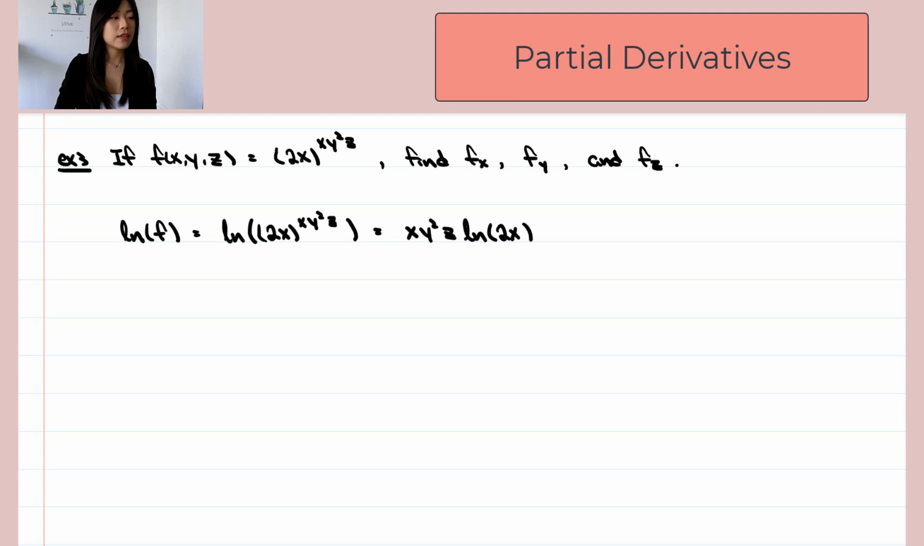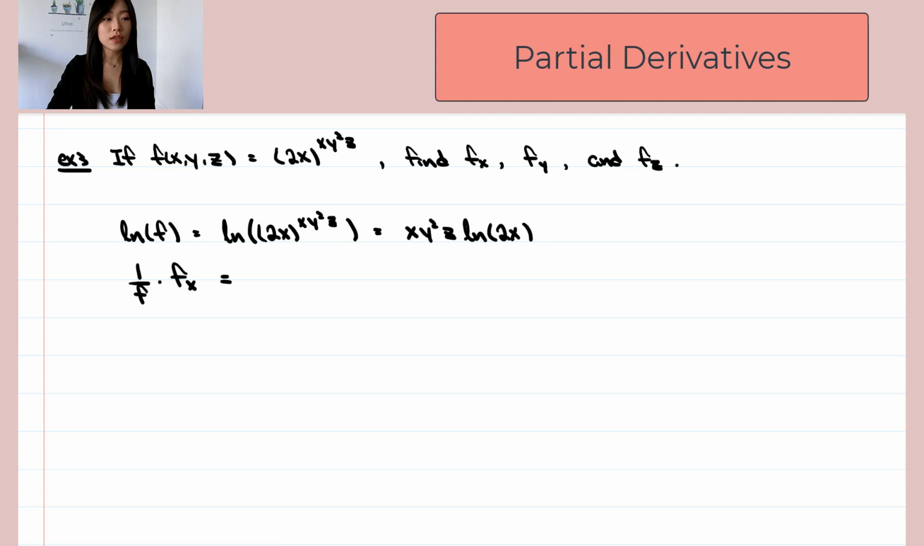On the left, since the function f is also a function of x, I need to use the chain rule on the f. Then the partial derivative of the left-hand side would be 1 over f, the derivative for a ln function, multiplied by the partial derivative of the inner function, which is the partial derivative of f with respect to x. And this equals the partial derivative of the right-hand side. I'm going to treat the y squared times z as a constant. So I have the variable x times ln of 2x.